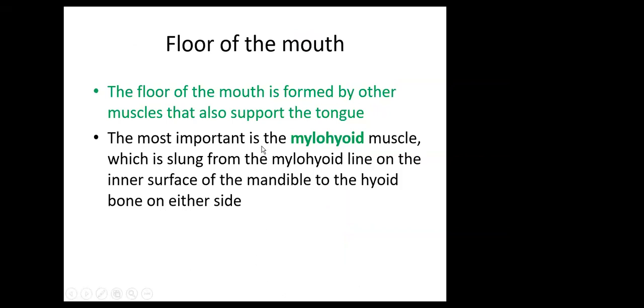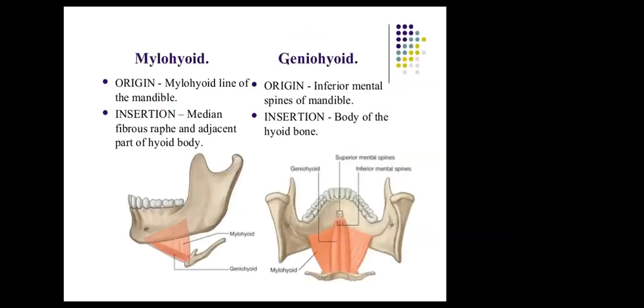Now we describe the floor of the mouth. The floor of the mouth is formed by other muscles that also support the tongue. The most important is the mylohyoid muscle, which is slung from the mylohyoid line on the inner surface of the mandible to the hyoid bone on either side. Now this is the mylohyoid muscle. It originates from the mylohyoid line of the mandible and inserts into the body of the hyoid bone.